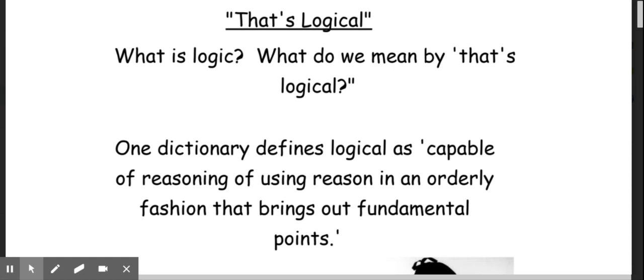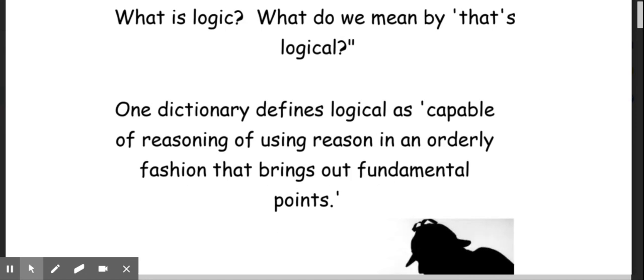Hello, students. Welcome to Chapter 2, Reasoning and Proofs. So, first question is, what is logic? What do we mean by that's logical? One dictionary defines logical as you are able to reason with definitions in an orderly fashion that brings out fundamental points.